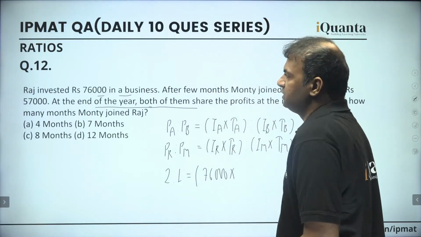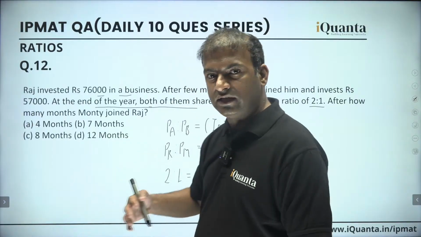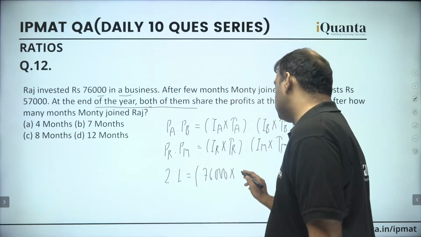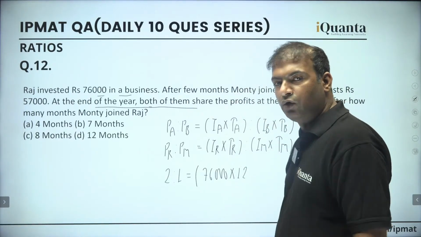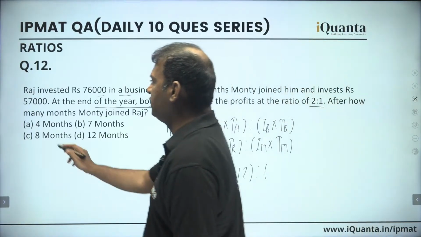So we can say Raj is investing for 1 year. And guys, since the question is coming about the months, let's write the unit as months about the time period. So the time period for which Raj invests is 1 year or 12 months. Fine. Second, the investment of Monty, which is 57,000, right?